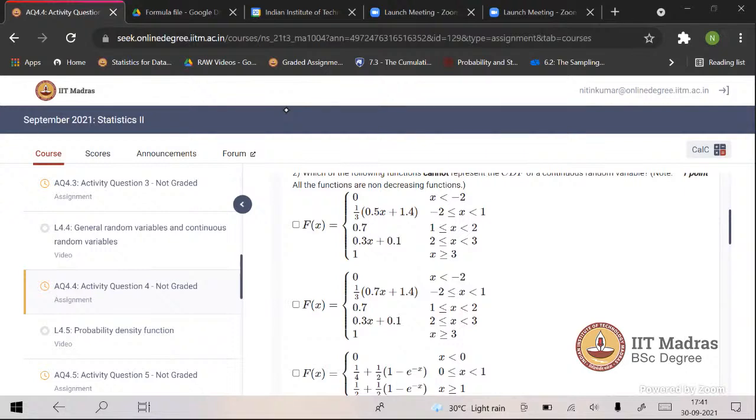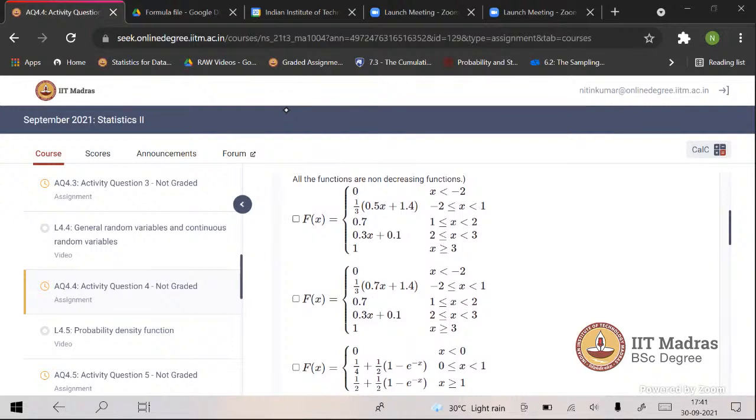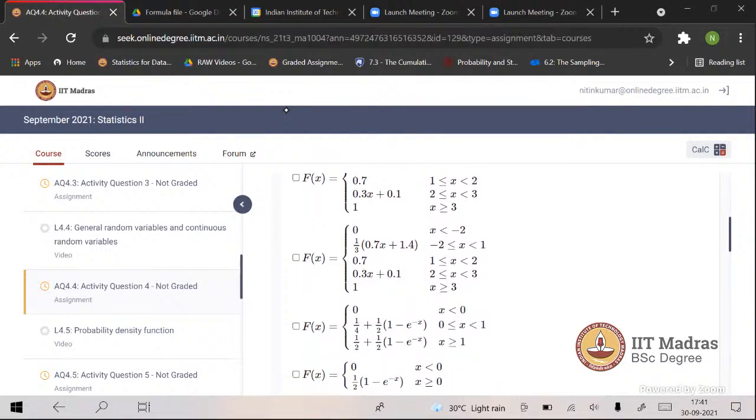Look at -2. From the left hand side, it is tending to 0, and from the right side, what will be the value? This will be -1 plus 1.4, that is 0.4 by 3. That is not equal, right? So it is not continuous at -2. So this is not a continuous function, and this first option is not correct. Now look at the second option.